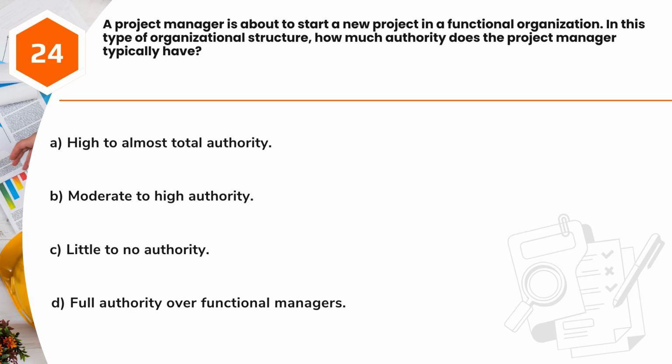Question 24. A project manager is about to start a new project in a functional organization. In this type of organizational structure, how much authority does the project manager typically have? A. High to almost total authority. B. Moderate to high authority. C. Little to no authority. D. Full authority over functional managers.